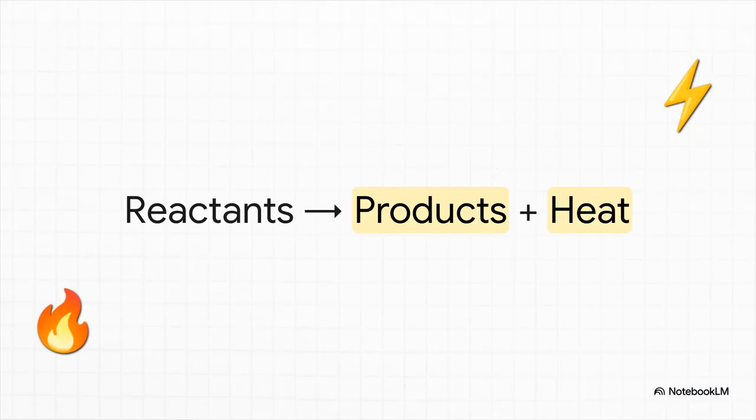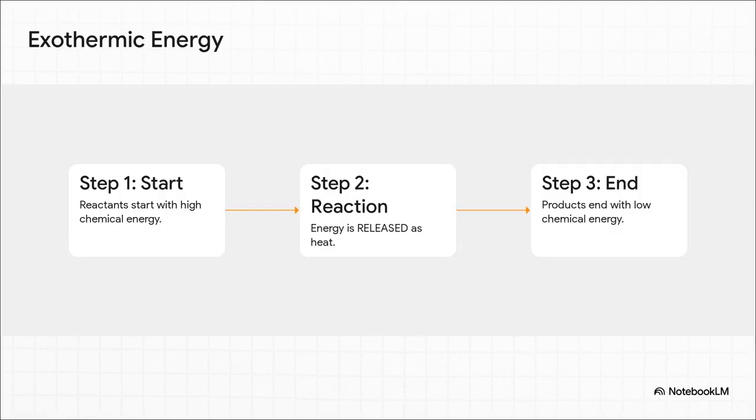A really simple way to think about it is like this. The stuff you start with, the reactants, they transform into new stuff, the products, and there's leftover energy from that change. That energy gets released as heat, and that heat is exactly what we feel as warmth. Now this is where it gets really interesting. This slide shows it perfectly. It's like a ball rolling downhill.